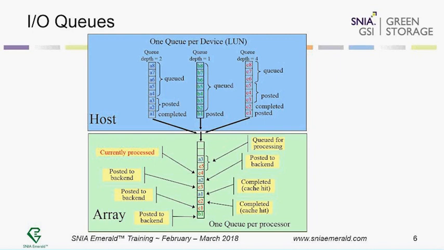The column in the middle, at the top on the host, depicts a queue depth of only one. It's single-threaded. One gets posted, the others are queued until the posted one gets satisfied, then the next one is taken out of the queue. To the left of that is a queue depth of 2. Here they get posted 2 in parallel, quote unquote.